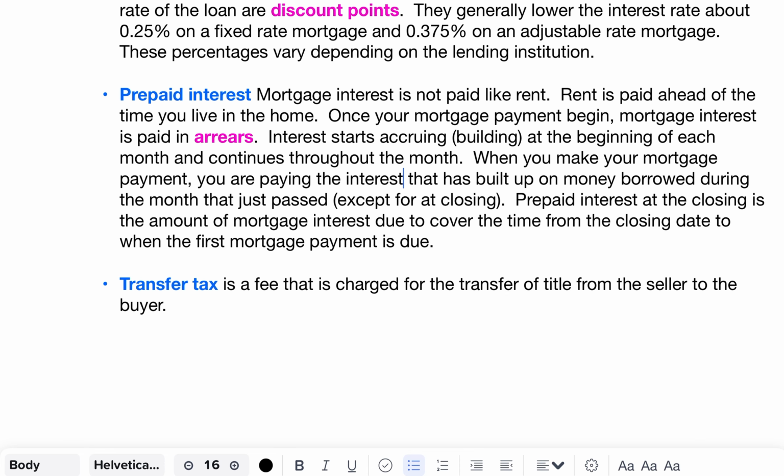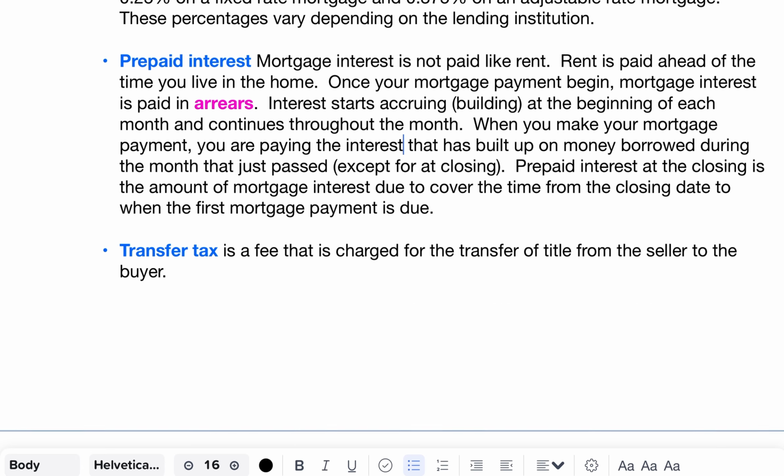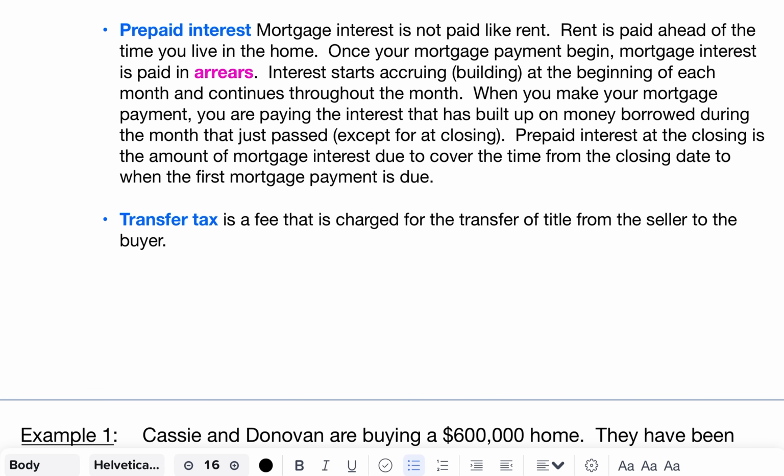Okay, prepaid interest at the closing is the amount of mortgage interest due to cover time from the closing date to when the first mortgage payment is due, okay? So you'll see later on in one of the examples how we calculate prepaid interest. And then the last term is transfer tax, and this is a fee that is charged for the transfer of title from the seller to the buyer, okay?